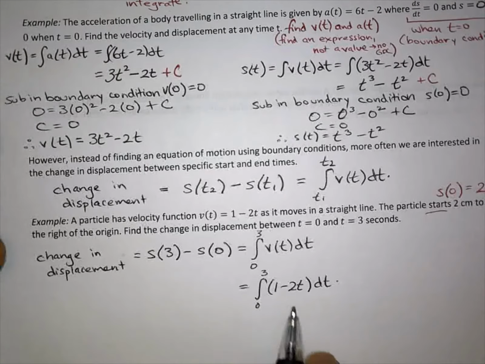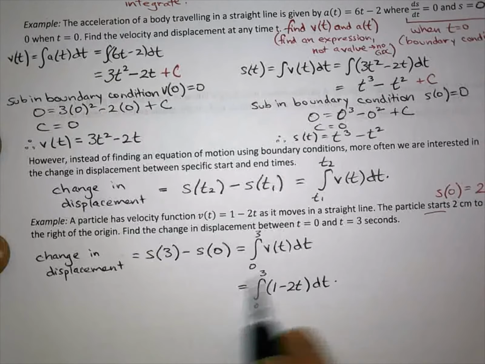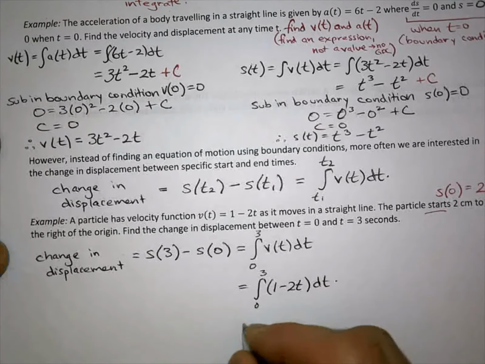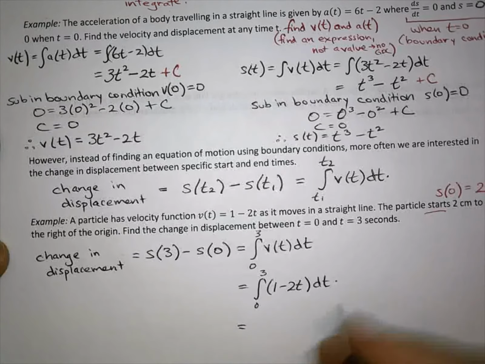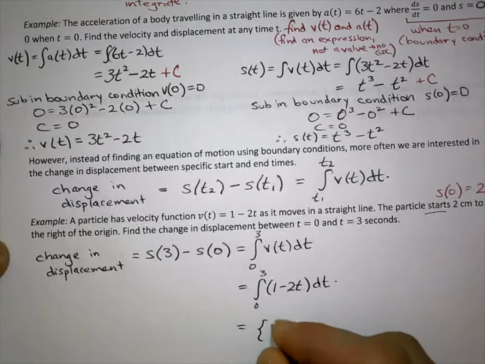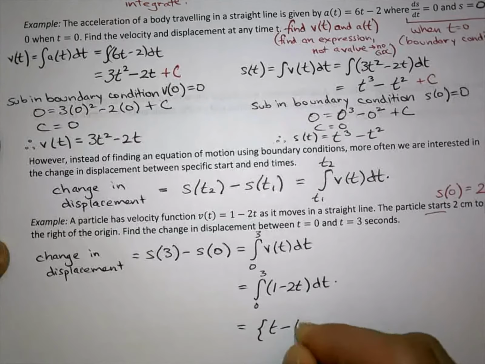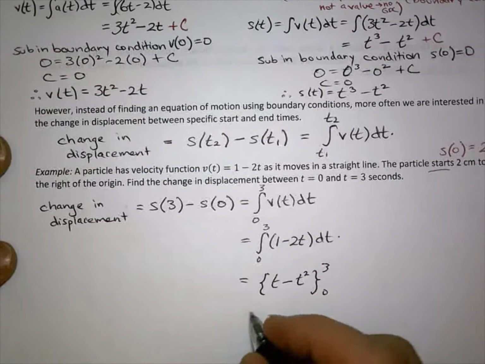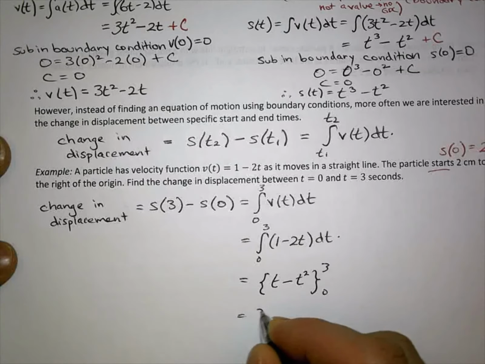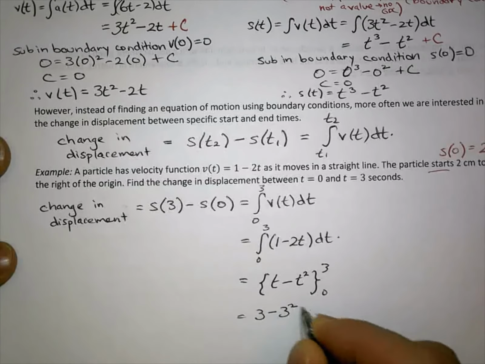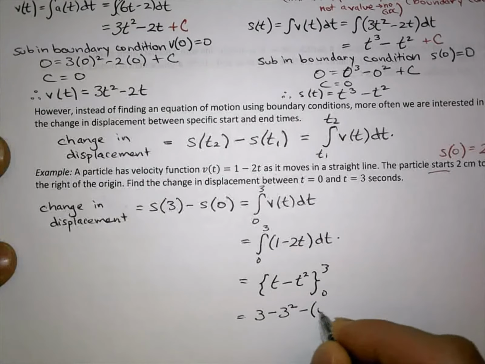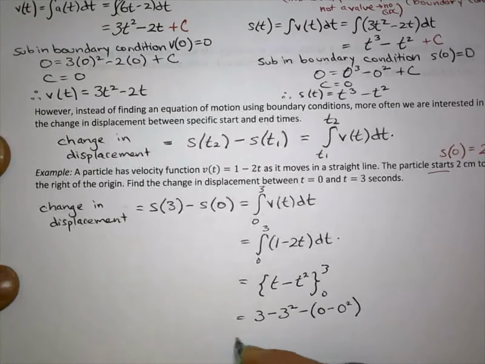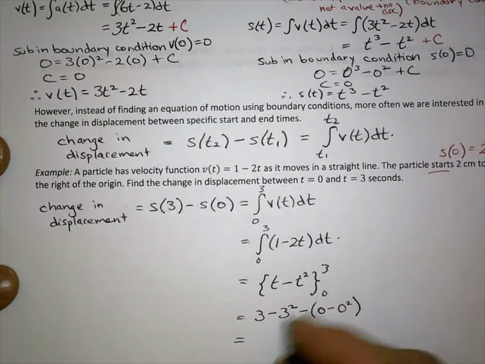And so now we could punch this into our calculator and find the change in displacement. Of course, this is not a difficult integral. I should be able to do this by hand. This is t minus t squared, I believe, from 0 to 3. Now I sub in my values, so I get 3 minus 3 squared minus 0 minus 0 squared. So that's 3 minus 9, which is minus 6.